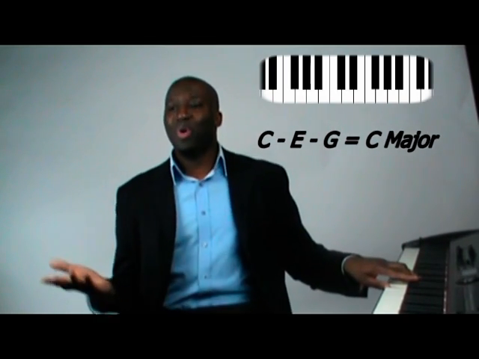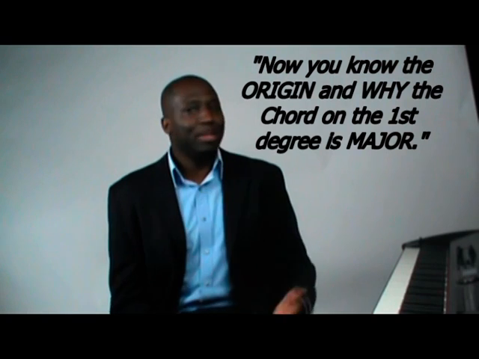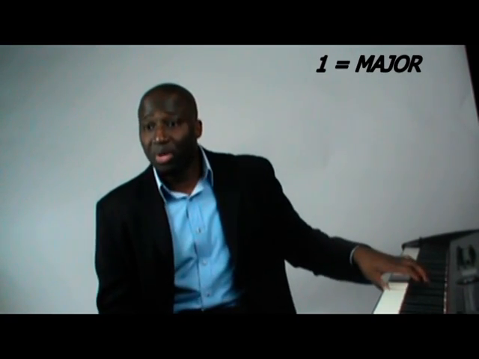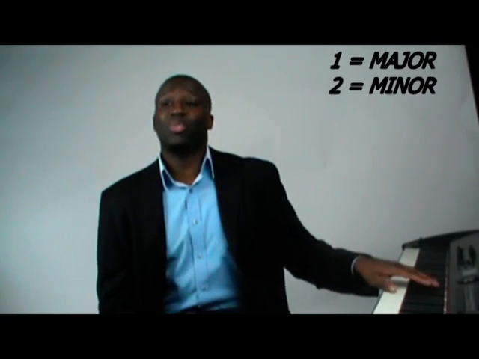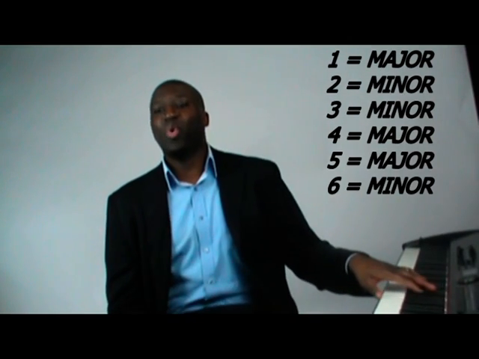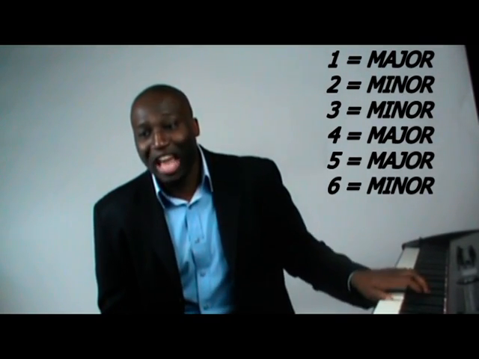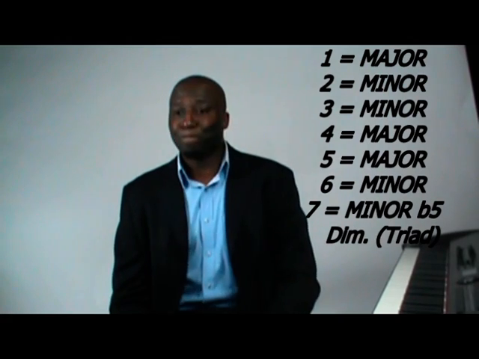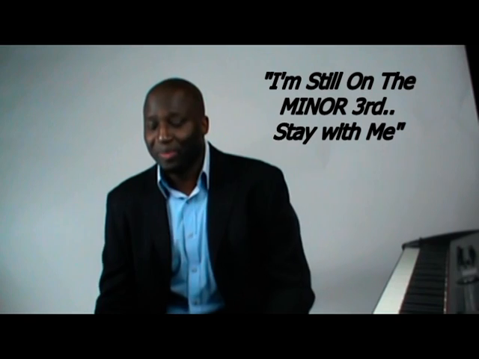So now you know the origin and why the type of chord on the first degree of a major scale is major. Now, if you use this process on all of the other major scale degrees, you'll come up with the chord for the number 1, which is major. You'll come up with the chord for 2, which is minor, the chord for 3, which is minor, chord for 4, which is major, chord for 5, major, chord for 6, minor, and the chord for 7 is a minor flat 5 or a diminished triad. This still has to do with the minor third, okay? I'm still on the minor third, so stay with me, okay?